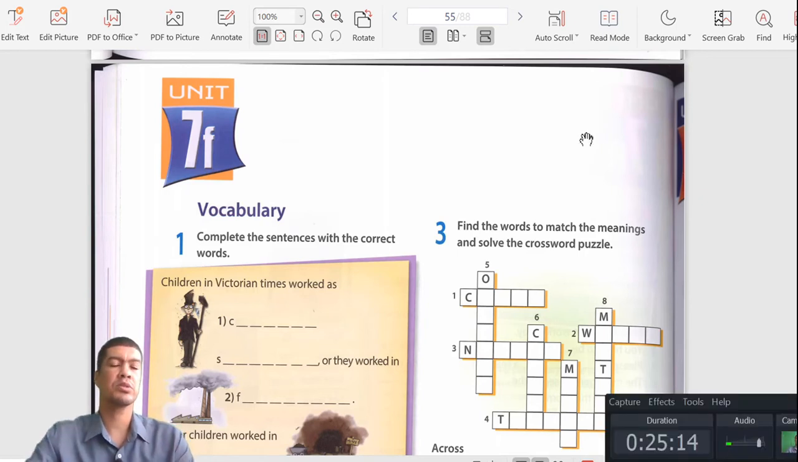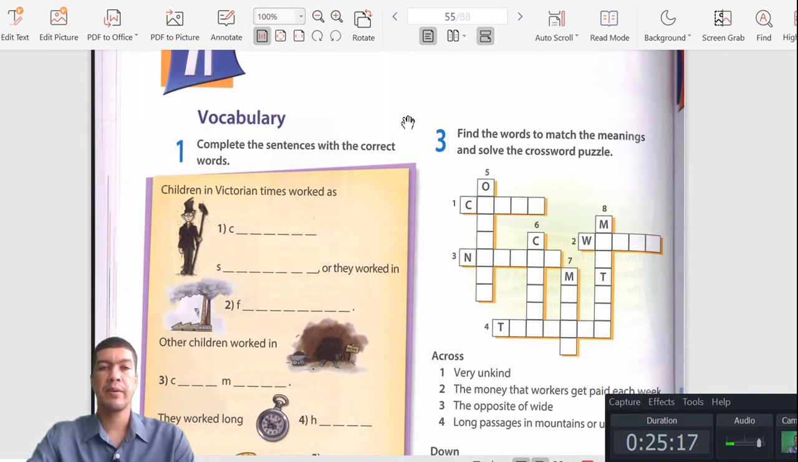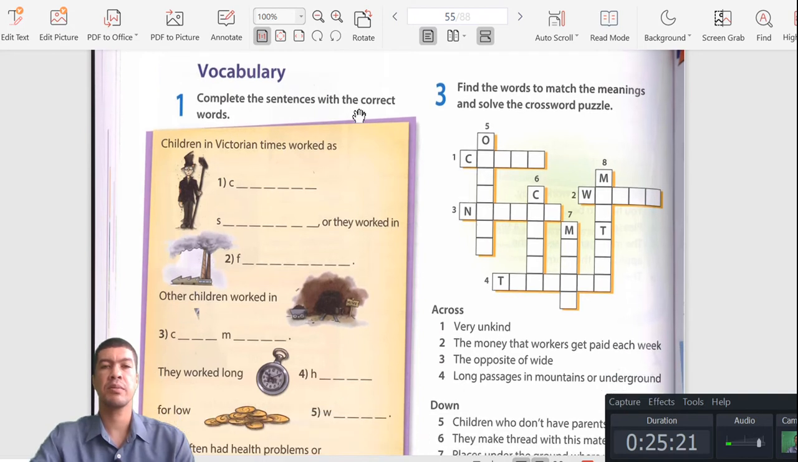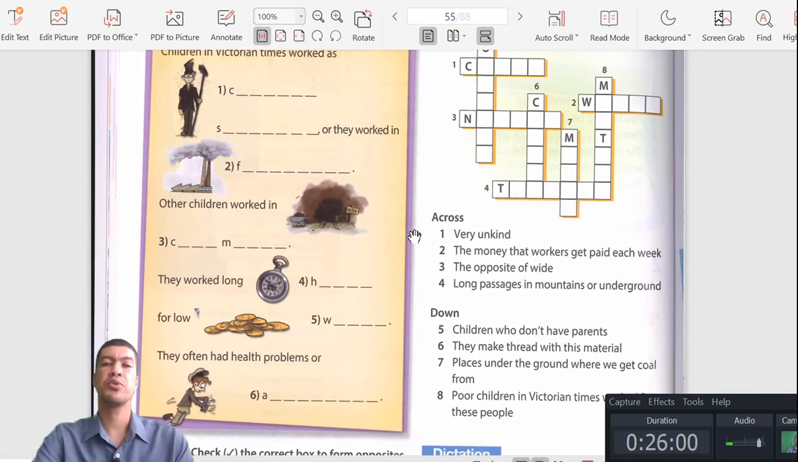Alright, let's go on. Open your workbooks on Unit 7F. Let's look at vocabulary. Complete the sentences with the correct words. Now, number one, here we see a boy, and this is quite familiar in the text. Children in Victorian times worked as, and here's a clue to help us with the answer, chimney sweepers. Once again, pause the video and do this by yourselves first, and then you can check the answers. I will put the answers up at the end of the lesson so that you can check your answers. Right, or they worked in, what does this look like? There's a clue, factories. Other children worked in, and there's our clue, what does this look like? A mine, but that's just one of the words, coal mines.